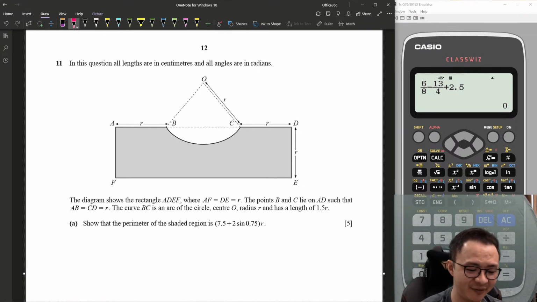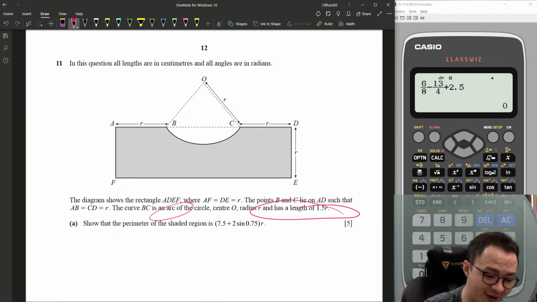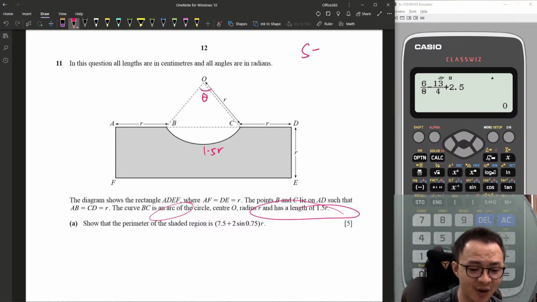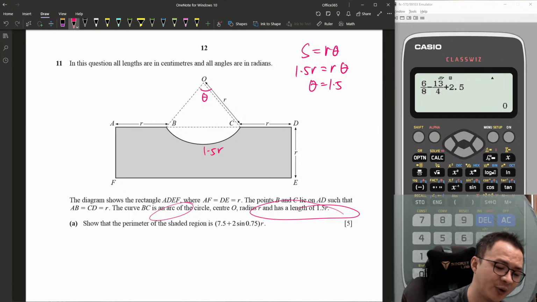Any important point here? Yes, this one, arc length. The arc length is 1.5r. I can find theta now. So s equals r theta. s is 1.5r, r is r, theta is theta. So theta is 1.5. Okay, done. I can quickly get my angle here, 1.5.